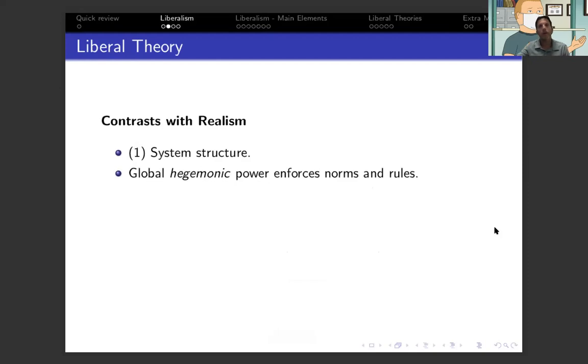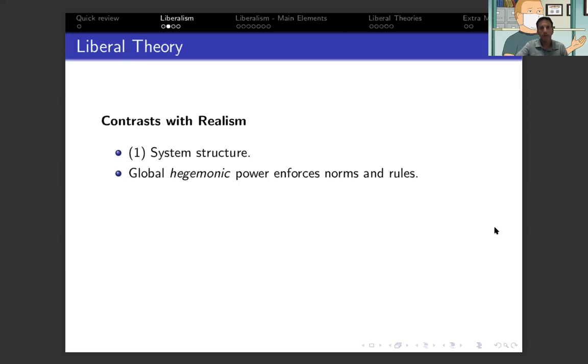So the first one I've mentioned already: liberalism embraces the idea of a hierarchy as the central organizing principle of the international system. So there is a global hegemonic power which is intended to enforce the norms of conduct, maintain the regimes, and we'll talk exactly what the regimes are in a few minutes, and preserve the stability and the international peace between nations. So that's one contrast. There's hegemonic power, a hierarchical system, and not an anarchic system, which is a clear distinction from realism.